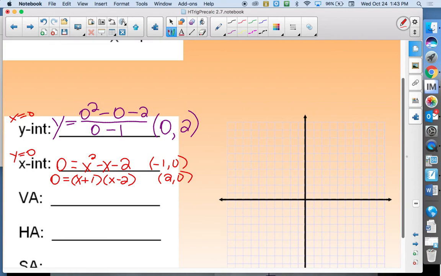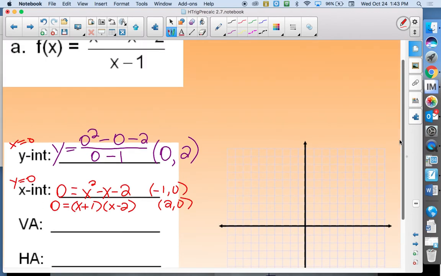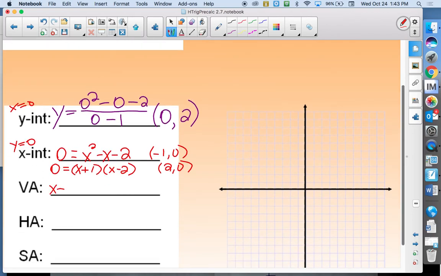Okay. The next one, the vertical asymptote. How do we get a vertical asymptote? Right. Denominator in this case is x minus 1, so you take the denominator, set it equal to 0. And we get x equals 1. Solve for x. So 3 different pieces get set equal to 0 to find the different parts of the graph. The y-intercept, you find x equal to 0. X-intercept, you find when y is equal to 0. Vertical asymptote, you find when the denominator is equal to 0.